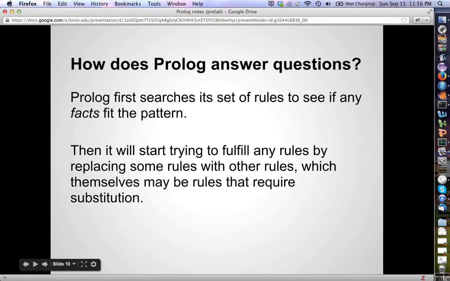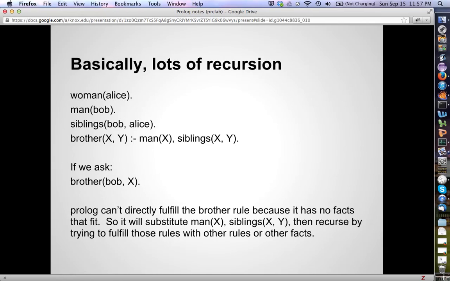So how does Prolog try to answer these questions? Well, I mean, it's going to sort of look through its set of rules. Its predicates that have atoms. These are sometimes called facts, to see if any of the facts fit the pattern. Then it's going to try to fulfill any rules by replacing rules with other rules, which may themselves be rules that require more substitution with other rules and so on. You can kind of see we're heading towards recursion here. So it's basically lots of recursion.